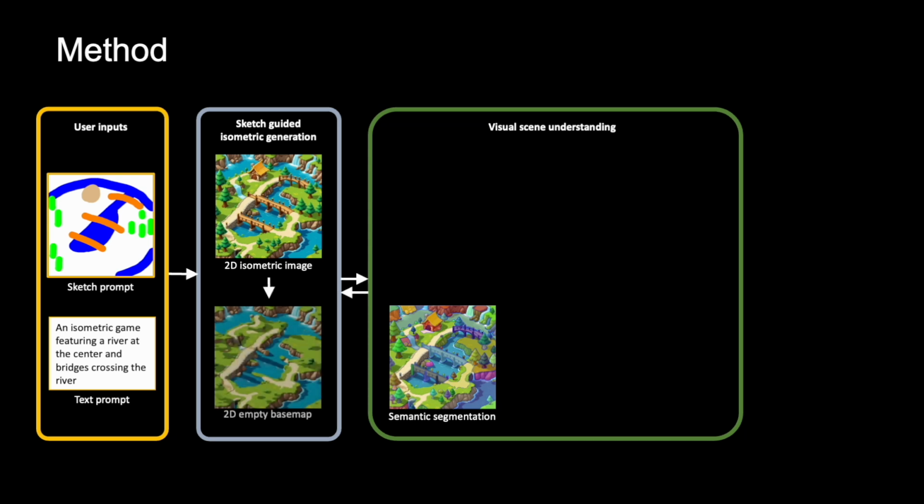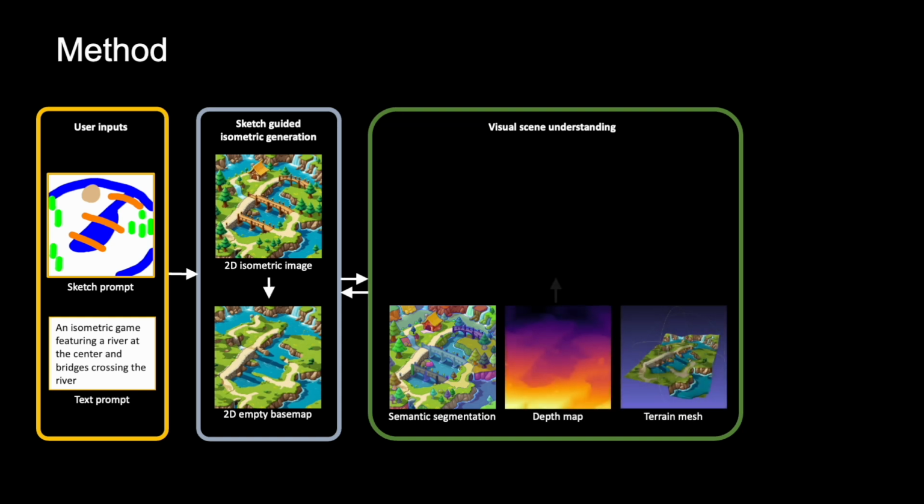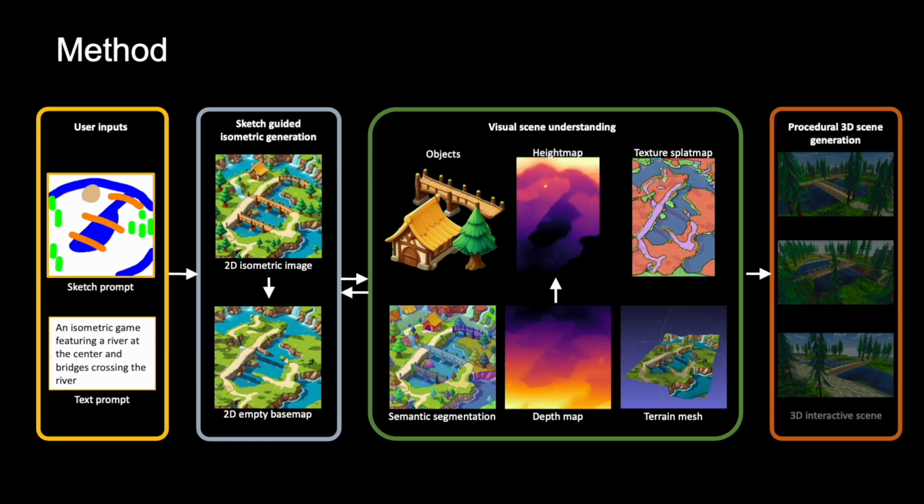The input user sketch and text prompt are fed into a ControlNet that generates a 2D isometric reference image. Our scene understanding module then extracts the foreground object masks. The masks are utilized to generate the corresponding empty basemap using a unique inpainting model. The scene understanding module also computes the height map, texture splat map, and object instance pose. Finally, a procedural 3D scene generation module is employed to generate and render the 3D game scene.